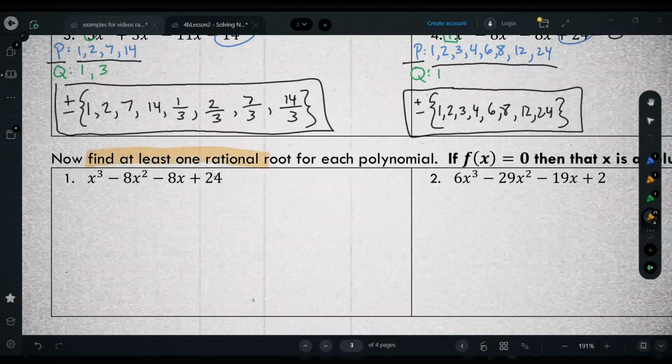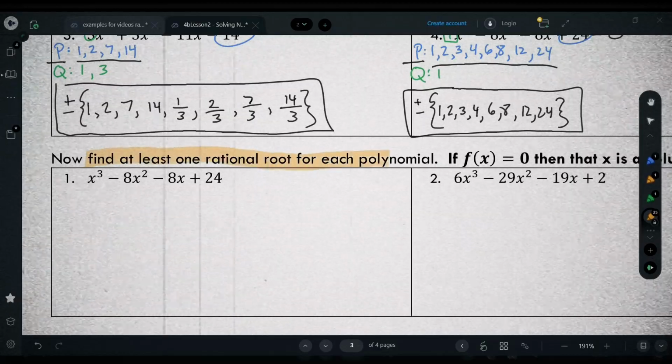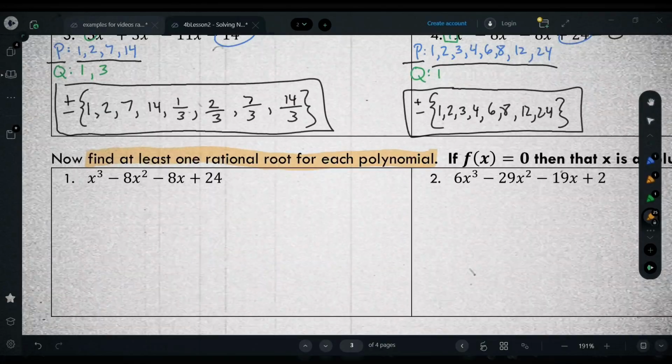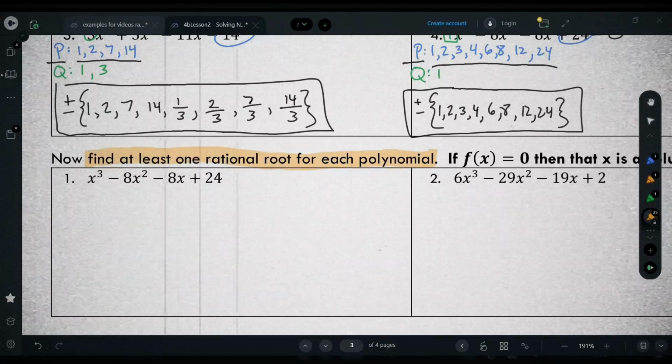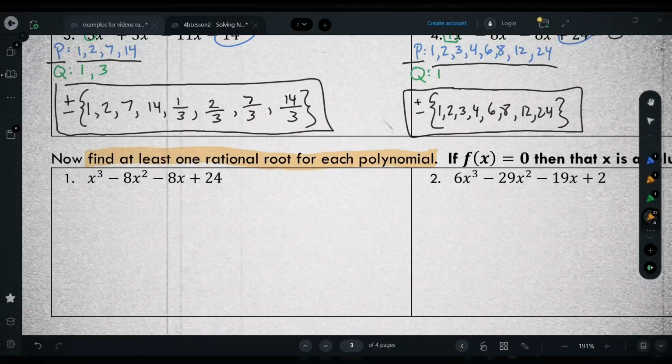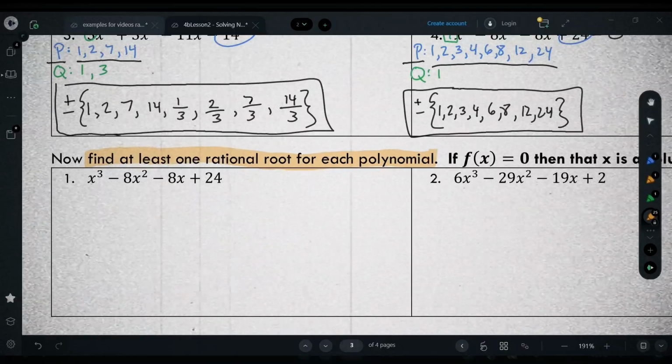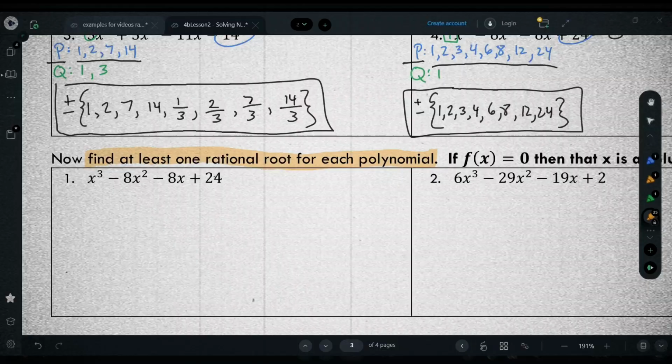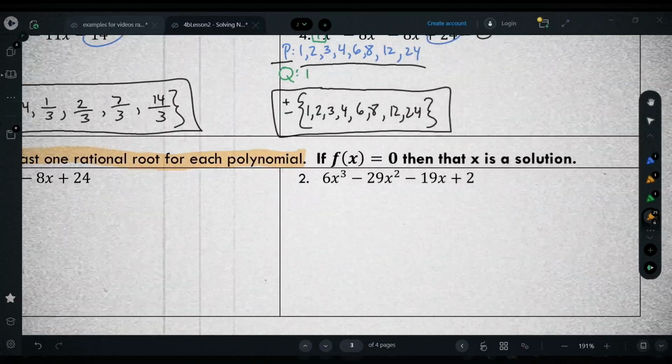Find at least one rational root for each polynomial. So we're going to find one solution that works. That means we'll generate the list of possible solutions, then plug them in and see if we find a solution. And look, what does it tell us here in bold?